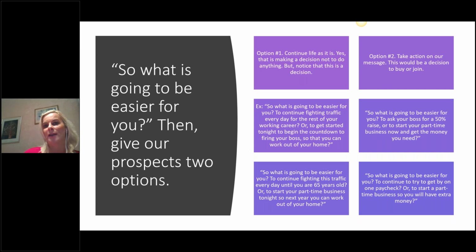They can do option 1. They continue their life, which they already told us and confirmed, or it's not what they want, or it's not satisfactory, or it's not really fulfilling. Anyway, it doesn't matter, you understand what I mean. And option 2, take action on our message. This would be a decision to buy or join. We have to tell them what they have to do because they are not doing it alone.